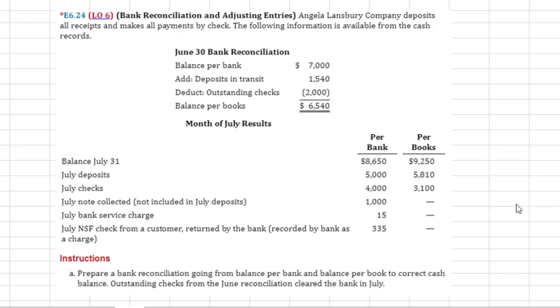So first things first, we can see that the bank said we have $8,650. Our books say we have $9,250. You know, what's the big deal, right? Is the bank taking money from us? Well, maybe so. We don't know. That's why we do a bank reconciliation. And this is a really key control to find any kind of fraud.